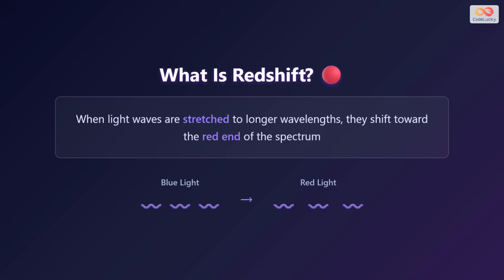So what exactly is redshift? Imagine light as a wave traveling through space. When these light waves get stretched out, their wavelengths become longer. In the spectrum of visible light, longer wavelengths appear red, while shorter wavelengths appear blue. That's why we call this phenomenon redshift. When light waves stretch, they shift toward the red end of the spectrum. Think of it like pulling a spring apart. The waves get spread out, and the distance between each wave crest increases.